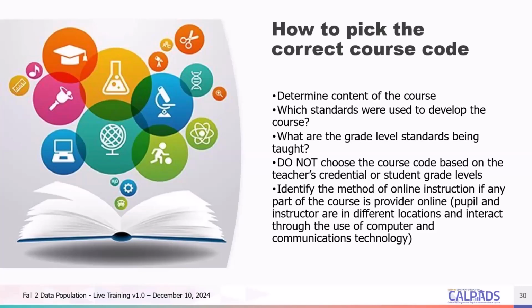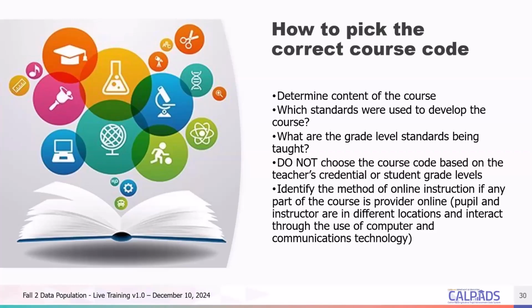Before submitting any data to CALPADS, you want to determine the content of the course. Each specific state course code has defined content, and you'll need to read the CALPADS code sets document to determine the exact definition of each course code with regards to content. You also need to reference the CALPADS valid code combinations document to map these state course codes. You'll be required to report course standards in two fields, the grade level standards and the content standards. You'll want to understand the standards used to develop prior to reporting data to CALPADS.